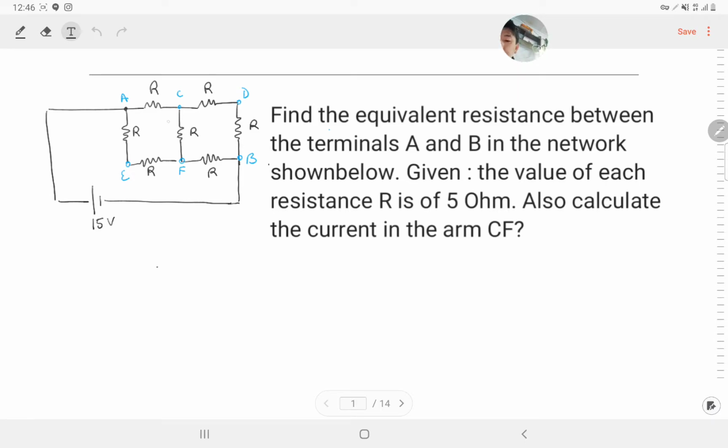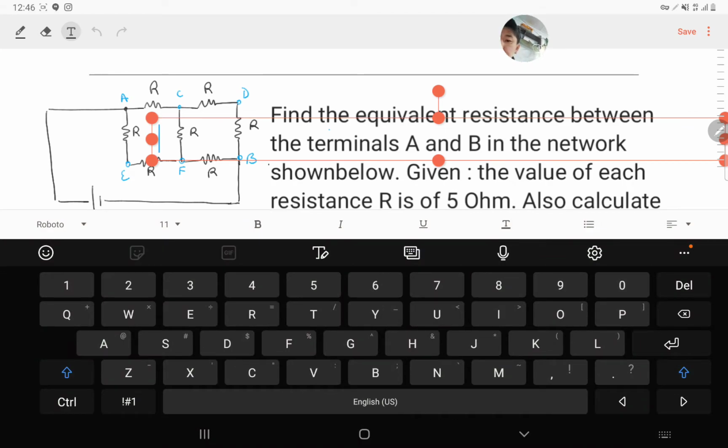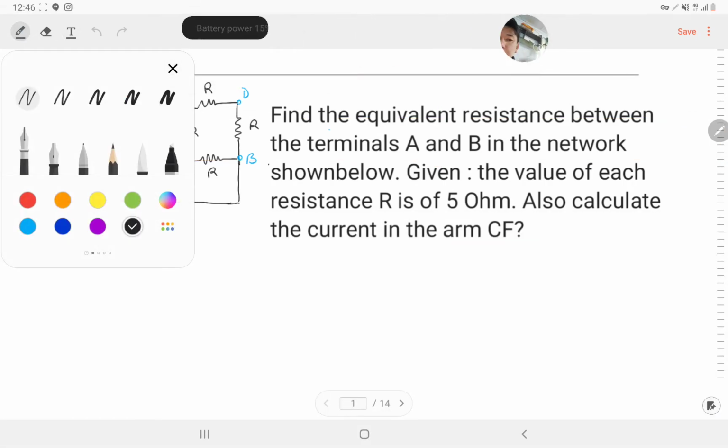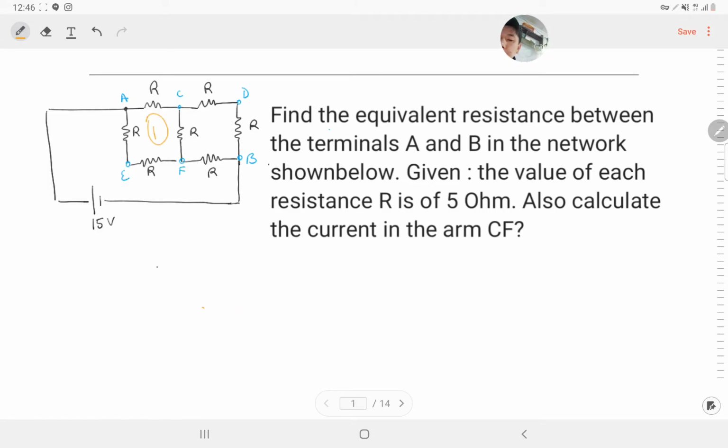Okay, so this is one loop. So this is one loop, this is the second loop, and as you can see, this is the third loop, the overall loop. Okay, so using these 3 loops, we are going to calculate the value of current in the arm CF. Okay, from this position to this position.